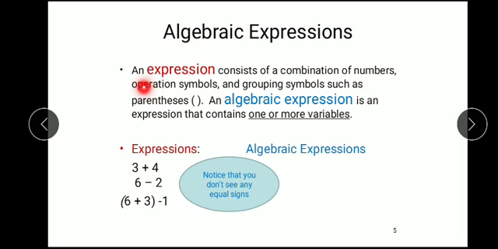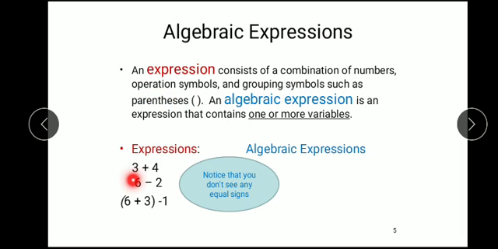Algebraic expressions. An expression consists of a combination of numbers, operation symbols, and grouping symbols such as parentheses. An algebraic expression is an expression that contains one or more variables. So here it is given the difference between expression and algebraic expression. How did the term algebraic expression come from the word expression? An expression is simply a combination of numbers, operation symbols and grouping symbols.